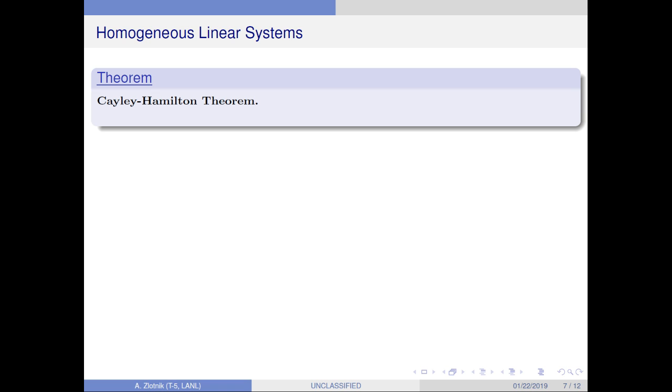Next, I want to mention the Cayley-Hamilton theorem. This is a fundamental property that if a matrix A has a certain characteristic polynomial, P of lambda, then the matrix satisfies its own characteristic polynomial. Recall that the solutions of the characteristic polynomial are the eigenvalues of the matrix.